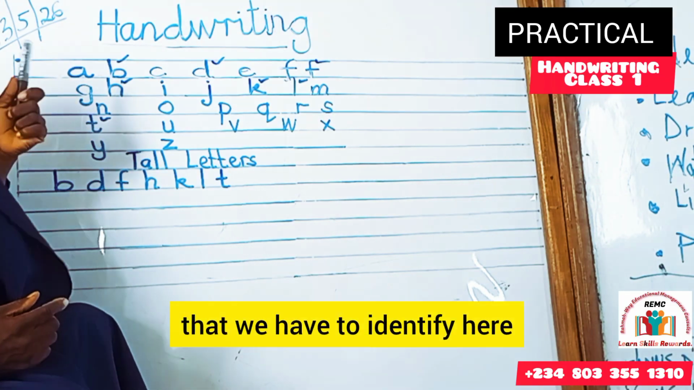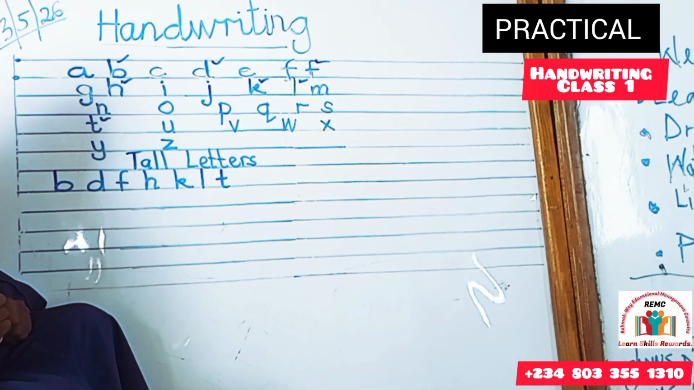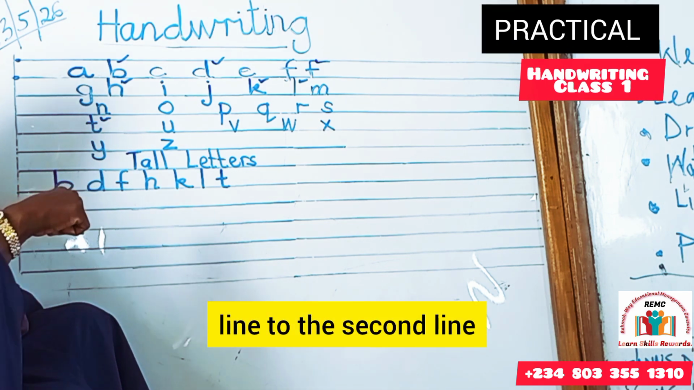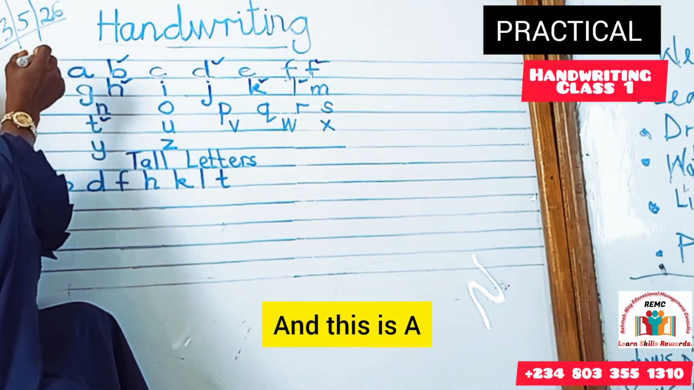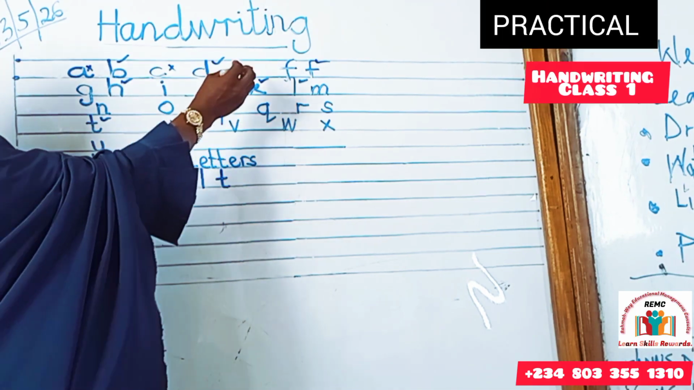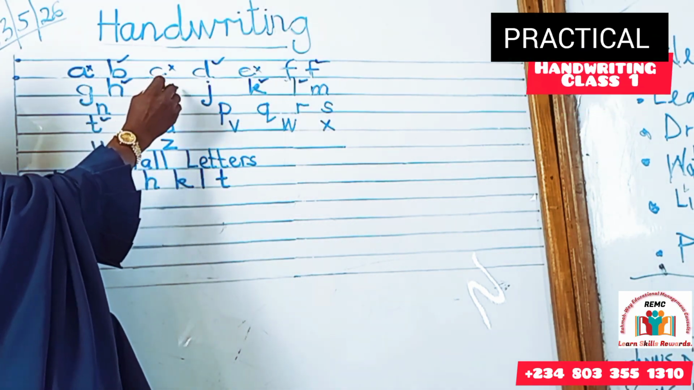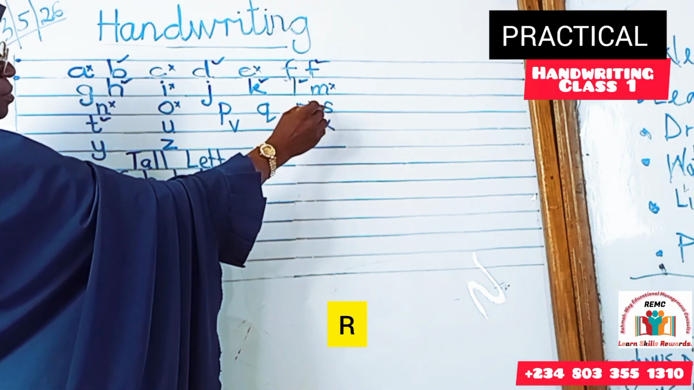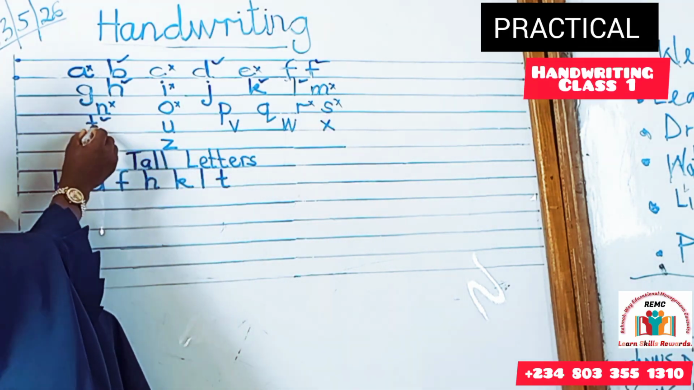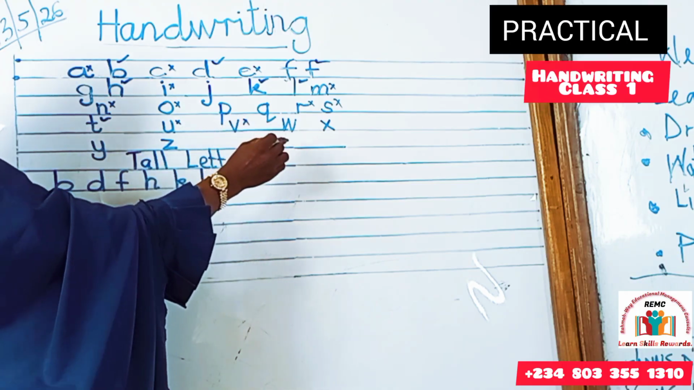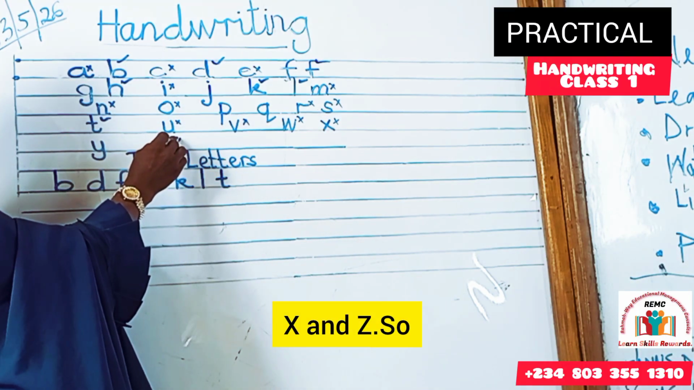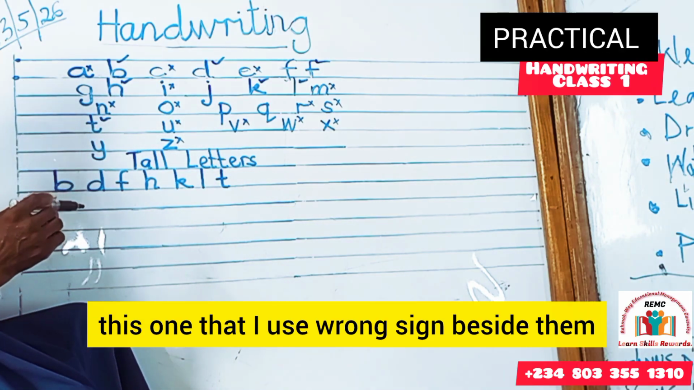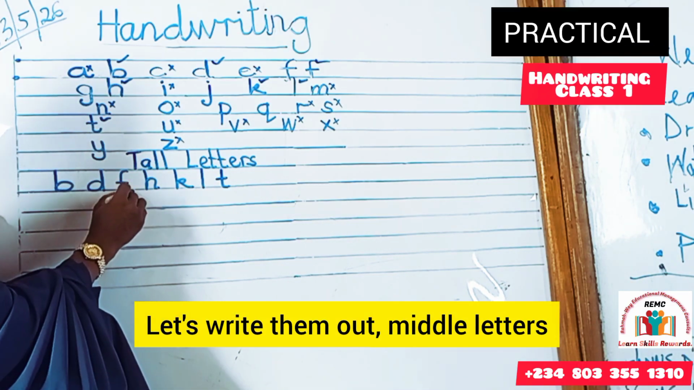So another type of letter that we have to identify here are the middle letters. All the letters that are written from the middle of the line to the second line. They will not go out of the line. And this is A, C, E, I, M, N, O, R, S, U, V, W, X, and Z. So these ones that I use a wrong sign beside them are the middle letters. Let's write them out. Middle letters.